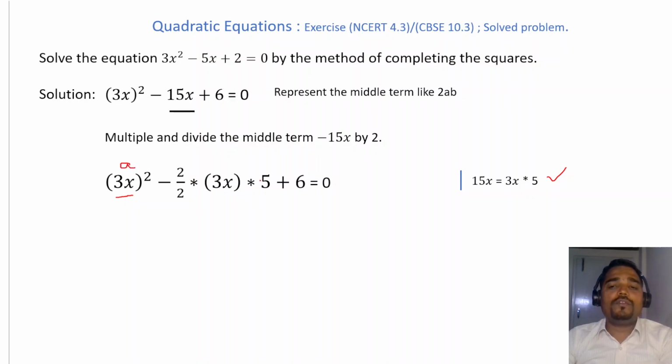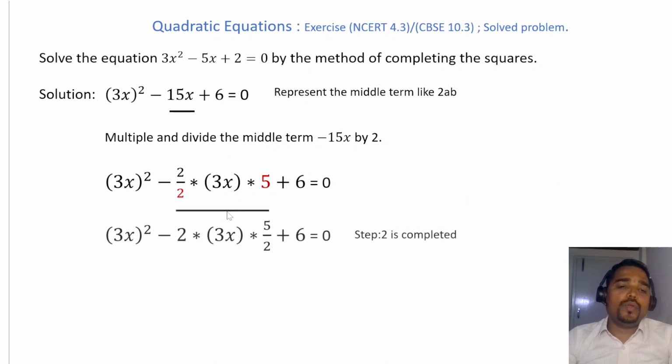So I want to have the 2ab term. 2 into a would be 3x. That is why I have taken 3x separately, wherein 15x I have expressed as 3x and a multiple of 5. So in order to have the 2ab term, what I'll do is 2 as it is, 3x as it is, and the remaining number which is left, that is 5 by 2, would be taken as one more term, that is minus 2 into a into b, which completes step number 2.